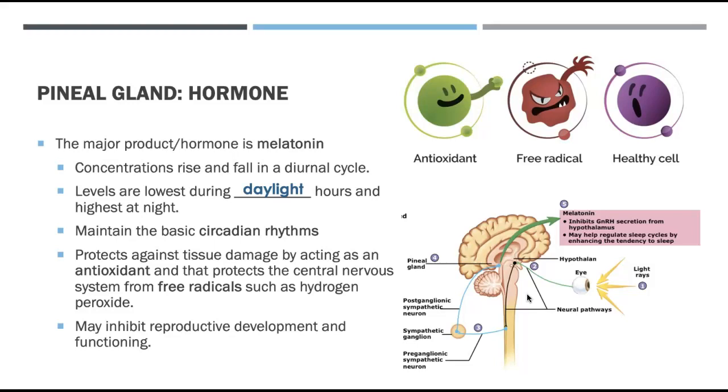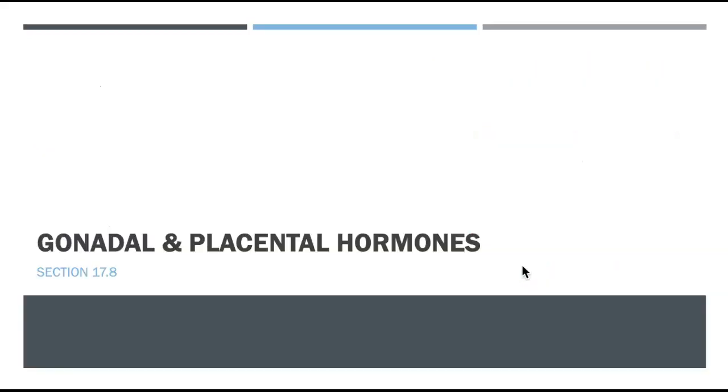And then when the right time comes, melatonin may trigger that reproductive development where we get a release of the gonadotropin releasing hormone from the hypothalamus, which goes to the anterior pituitary gland and tells it to release FSH and LH. All right, now let's move into section 17.8 on gonadal and placental hormones.